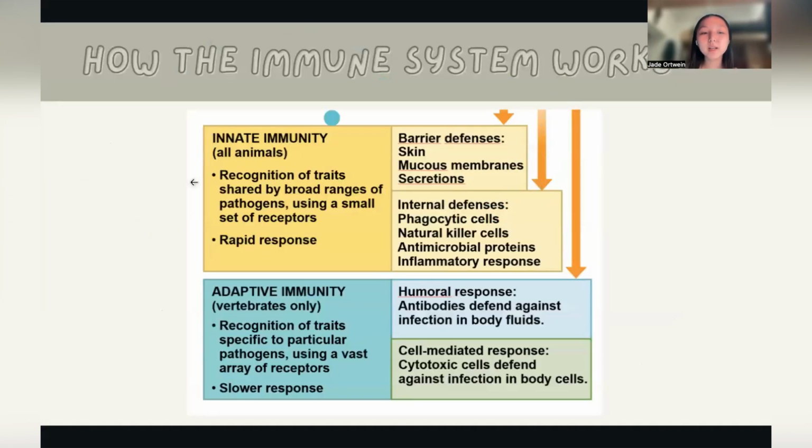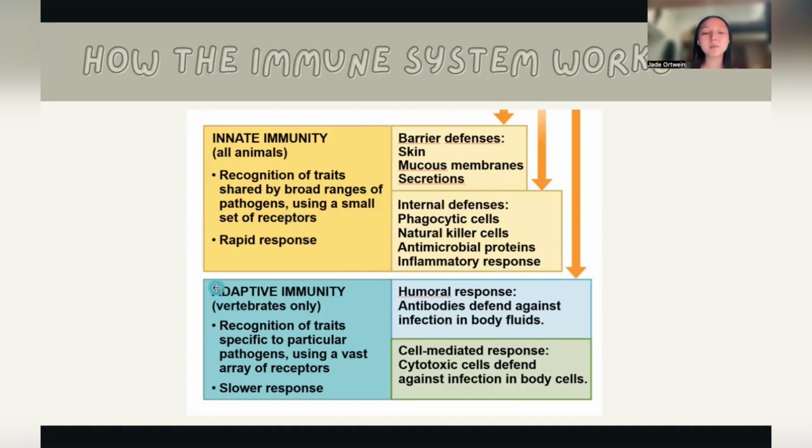So what innate immunity means is that it is in all animals. It is the recognition of traits shared by broad ranges of pathogens using a small set of receptors, and it usually has a very rapid response. So this is like your first response. And this includes skin or mucous membrane secretions. It also includes phagocytic cells, natural killer cells, antimicrobial proteins, and the inflammatory response in your body.